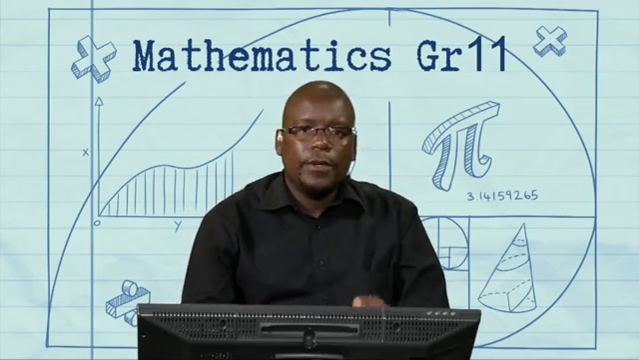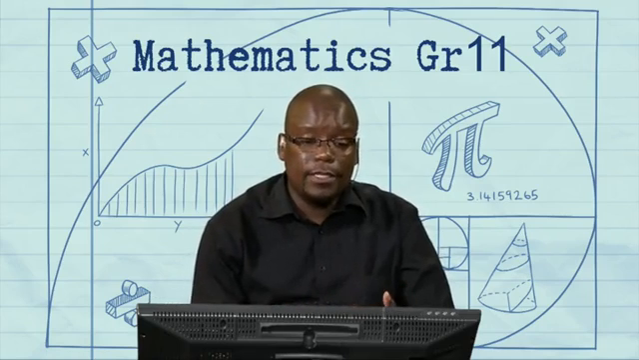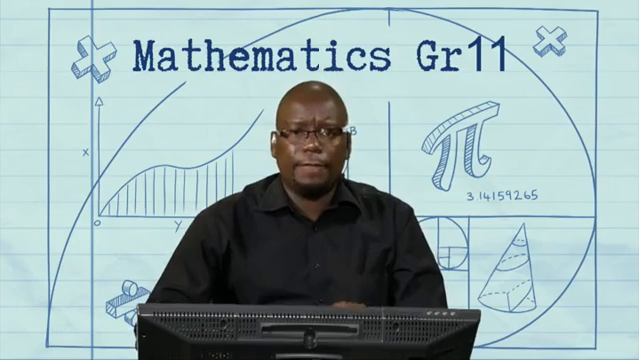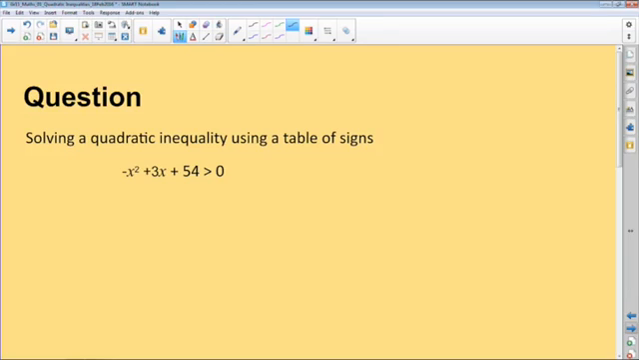All right, guys, remember I asked you earlier, let's keep it positive. How do you make this positive? Your unknown, your a, is negative. What must I do to that negative 1? I'm going to multiply through with a negative 1. So I'm going to get x squared minus 3x minus 54 is less than 0. All right, so now it's easier. I can have a rough parabola sketch from there.